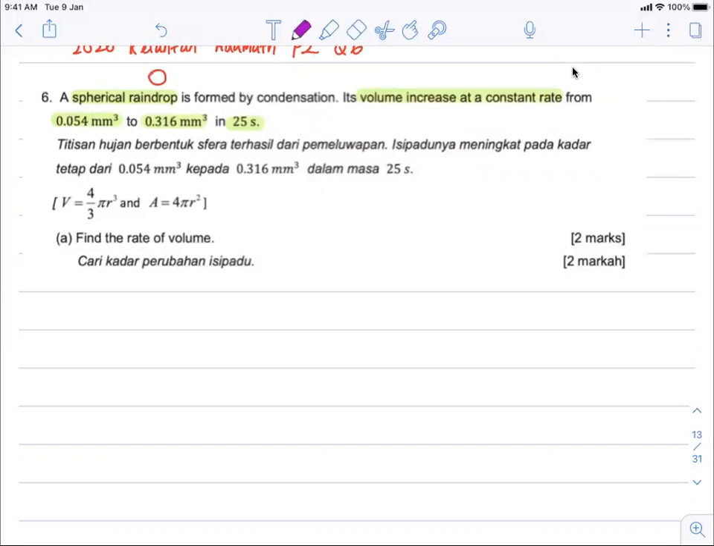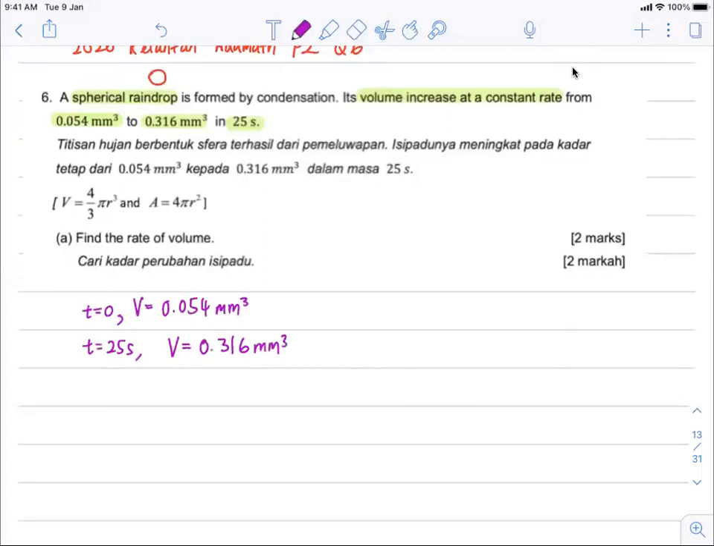In a mathematical form, it looks like this. So when time is equal to 0, the volume is 0.054 millimeter cube. And then when time is equal to 25 seconds, the volume is equal to 0.316 millimeter cube.